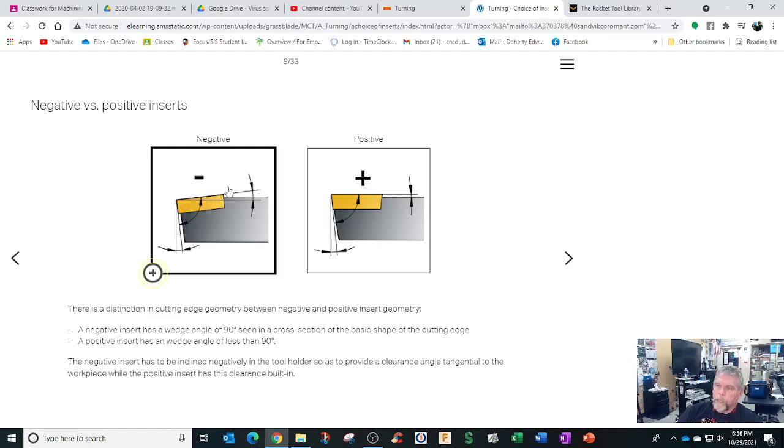Or in this case, this is actually a negative point of view, and you always want to have clearance. That's what you learn when you first grind a tool. You've got to have clearance there. You want this edge here to be the only touching part right there.